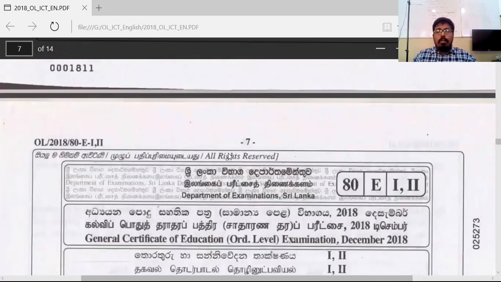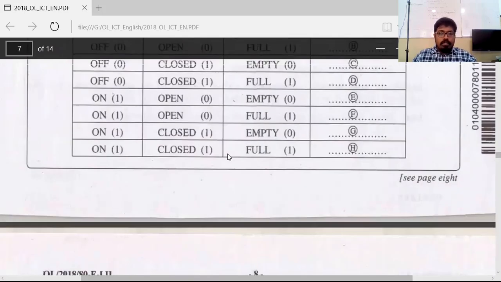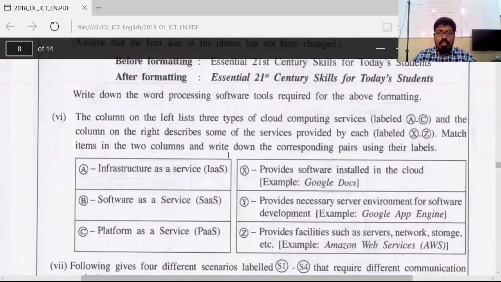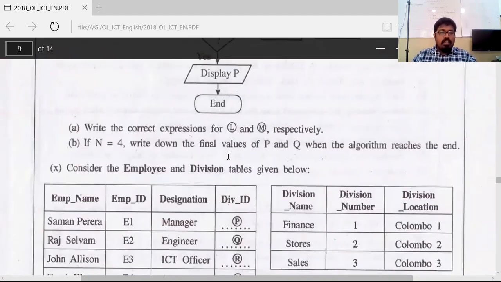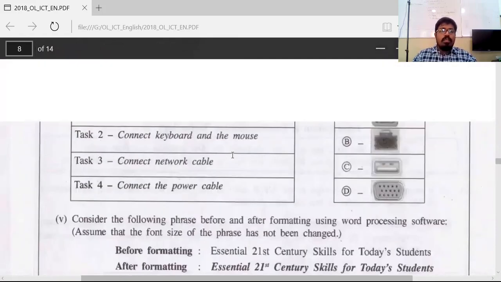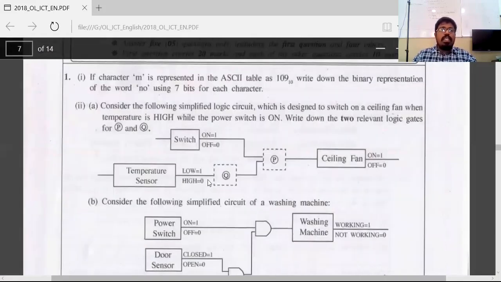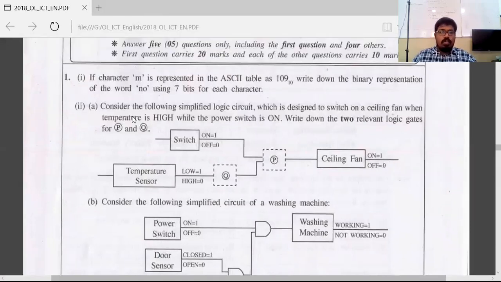Right. Part 2. There's only one question, so I will finish it, and after that one I will end this session. Right. So here we will have only one question. 2018 paper, part 2, question number 1, Roman number 2.